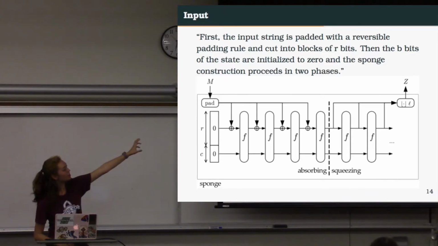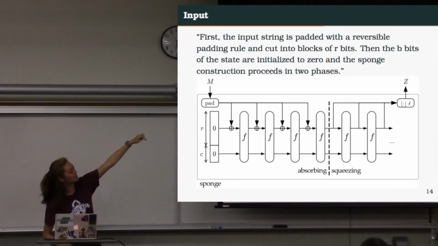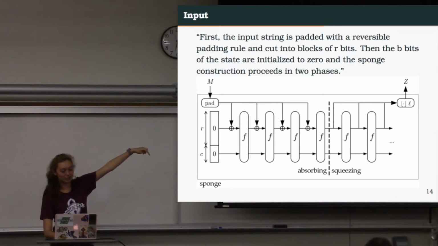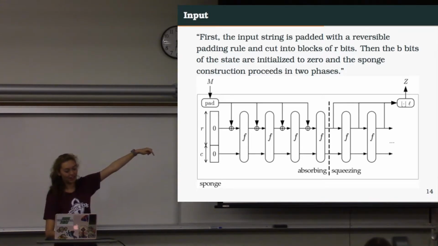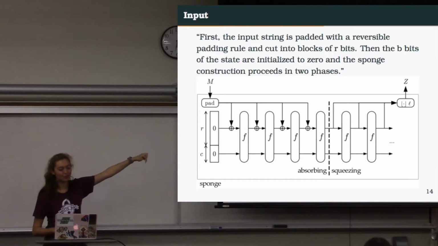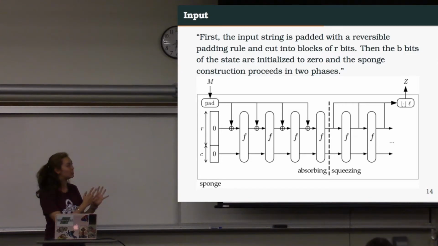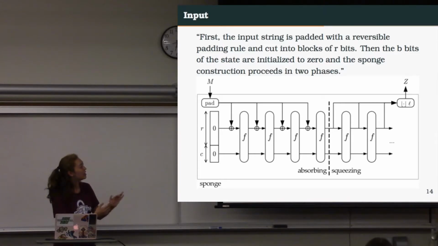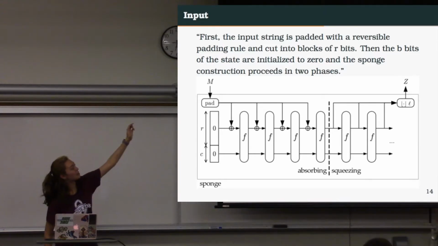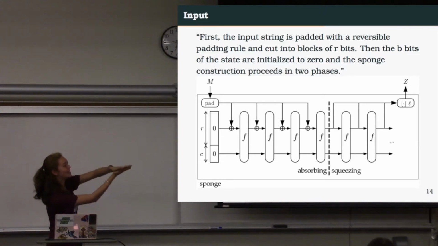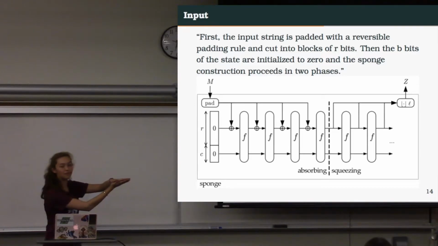So that's the input, which is just the M part that's going into the pad. I'm going to repeat that because I definitely said it wrong. First, the input string is padded with a reversible padding rule and cut into blocks of R bits. Then B bits of the state are initialized to 0, and the sponge construction proceeds in two phases. So the input phase is basically the message is put together with the pad as a very high-level thing.